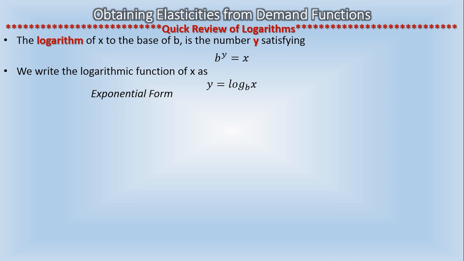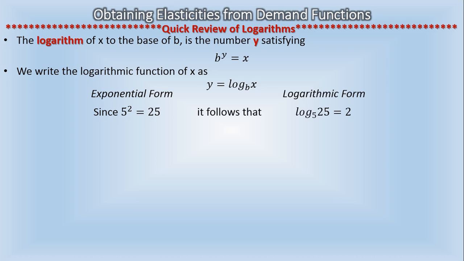So the exponential form, let's say you have 5 squared equals 25. Essentially, the log form of this is you need to figure out what you need to raise 5 to get 25. So it's going to be the log of base 5. The log of 25 base 5 equals 2 in this case. So what do you need to raise 5 to get 25? That's going to be the log of 25 base 5.